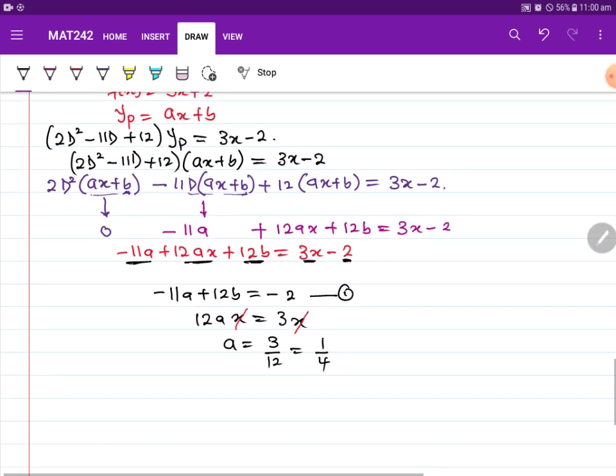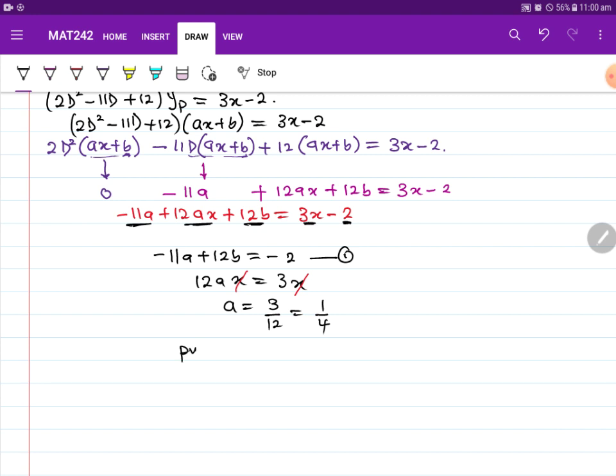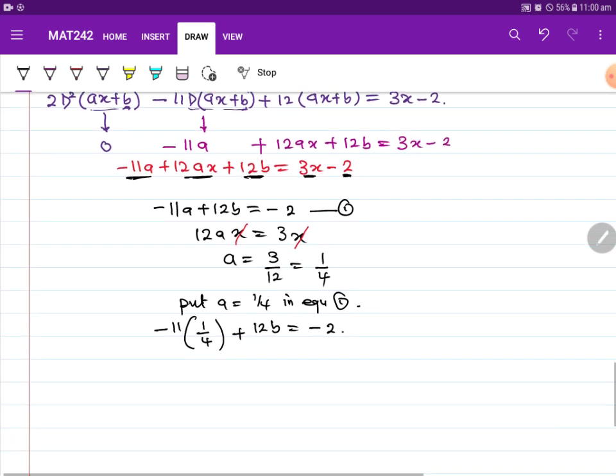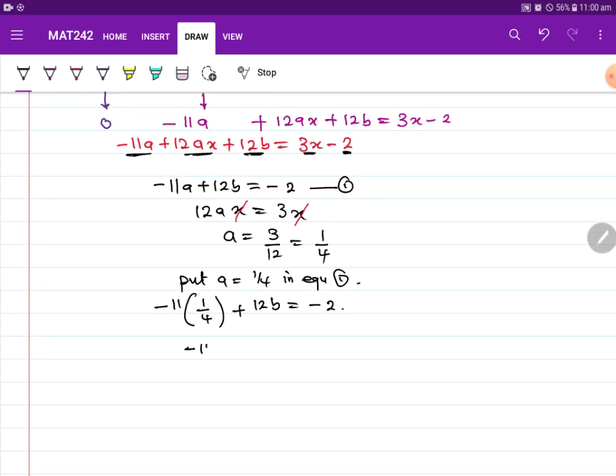And since a is equal to 1 over 4, I can put it in equation 1. Put a equals 1 over 4 in equation 1. That will give us minus 11 into bracket 1 over 4, plus 12b is equal to minus 2. Is that clear? Then let's multiply through by 4. If I multiply through by 4, I have minus 11 plus 48b is equal to minus 8. 48b is equal to minus 8 plus 11.